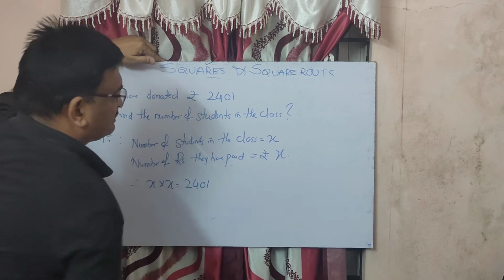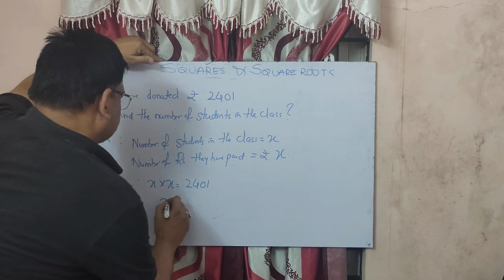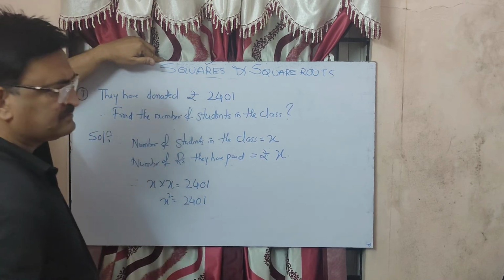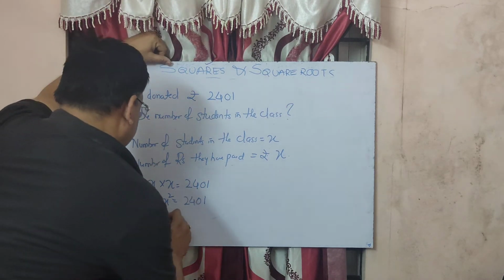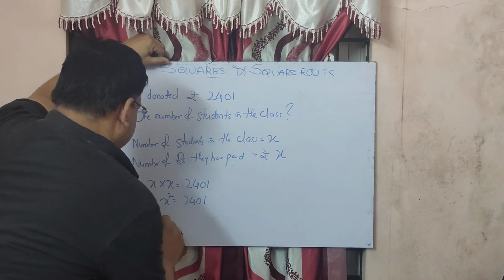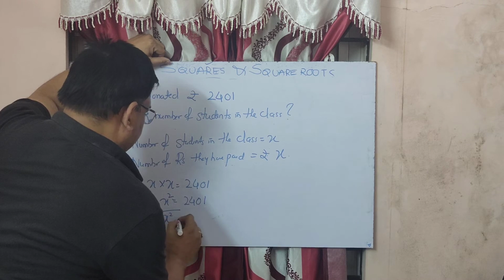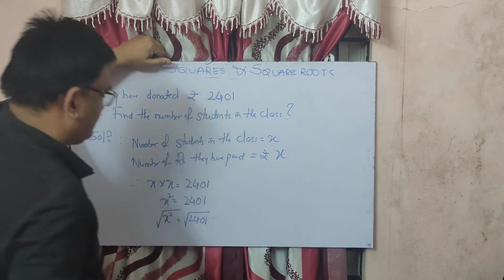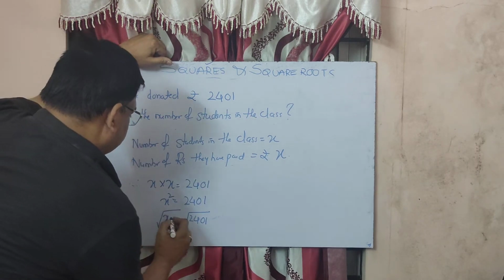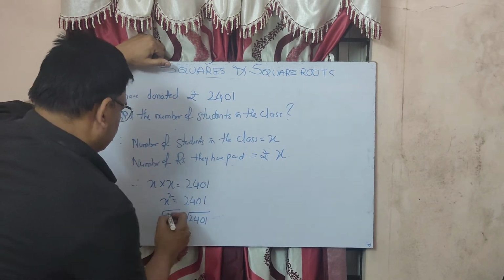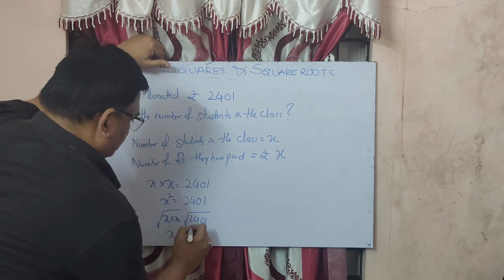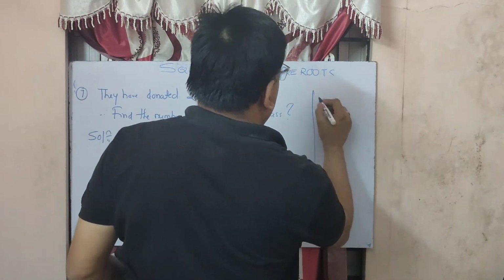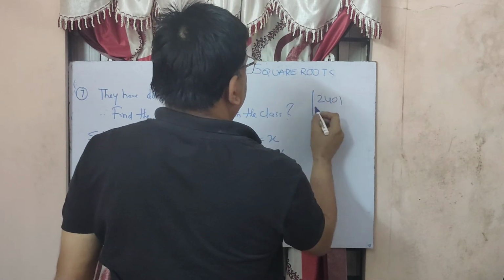Or you can say X square is equal to 2401. Then what is X? X square can be written as X into X. So now you have to find the square root of 2401. How to find the square root of 2401? So first you do it.